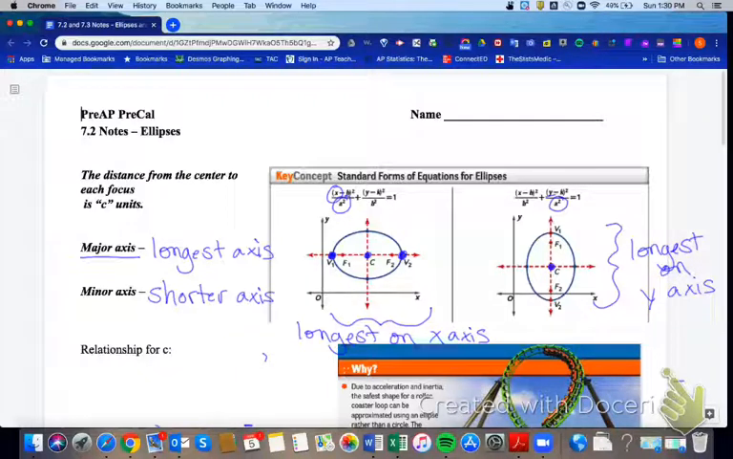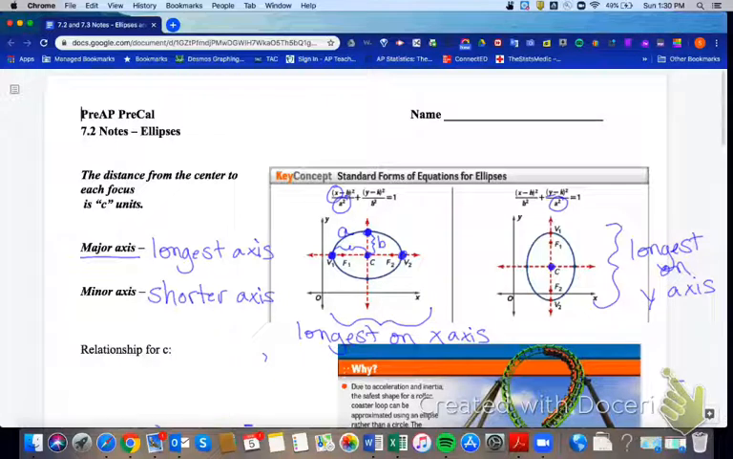Okay, now the distance from the center to a vertex is a units. The distance from the center up to the point on the minor axis, so the shorter part, that is b units.